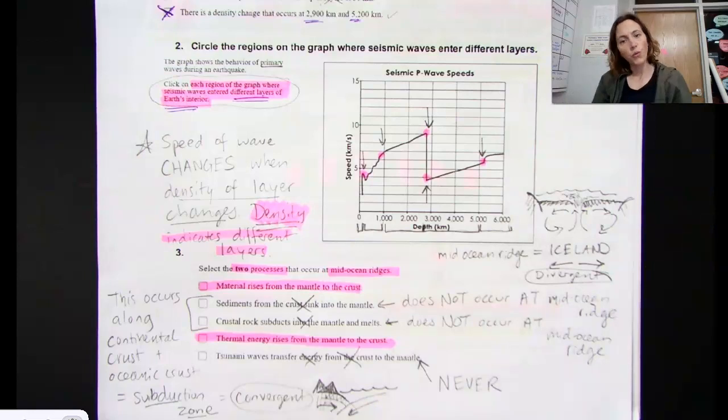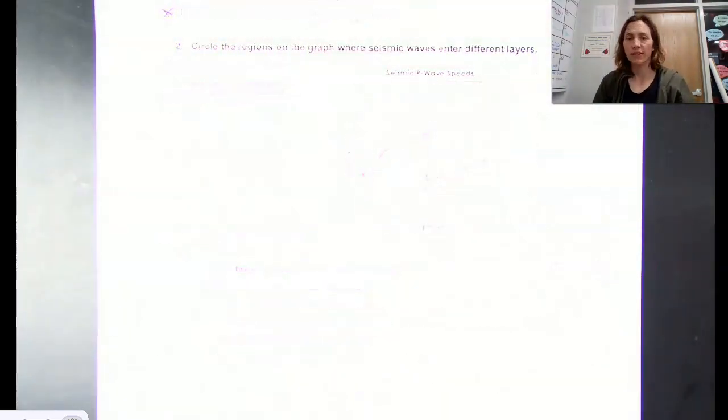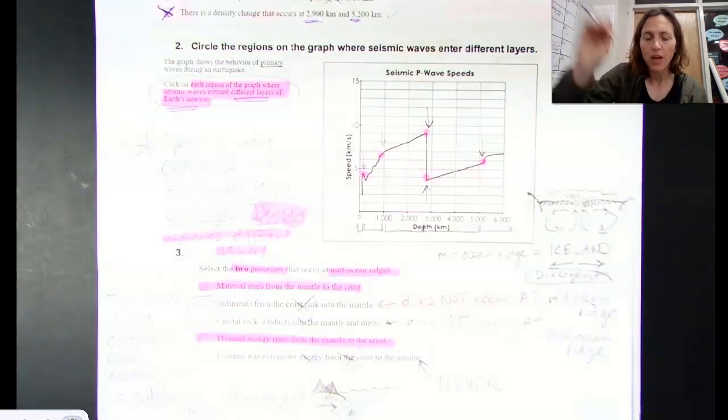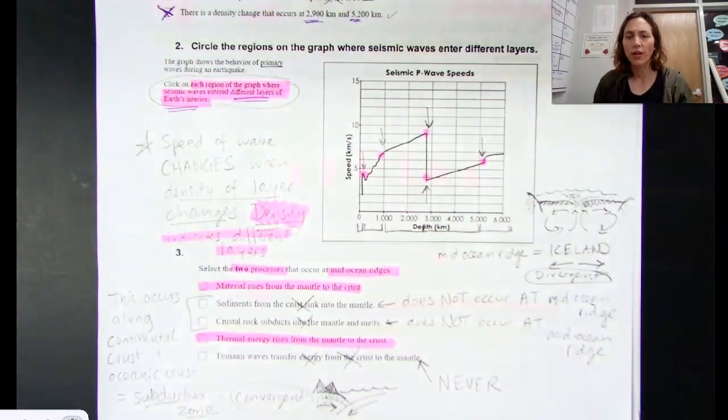Okay. So overall, these lights, they keep going on and off, sorry. Overall, this graph is showing us there are changes in speed of seismic waves, which tells us there are layers. And when speed changes, density is changing, which means we are going through a different layer.